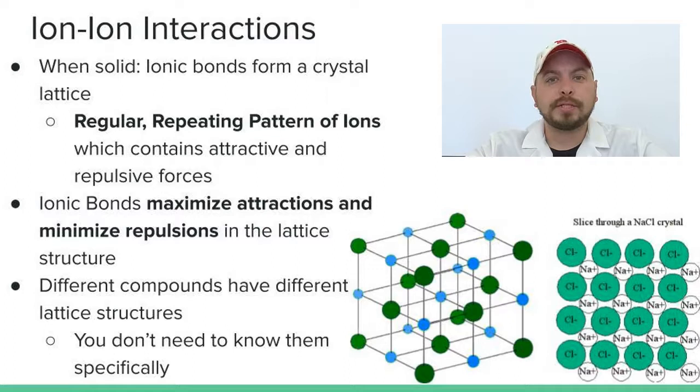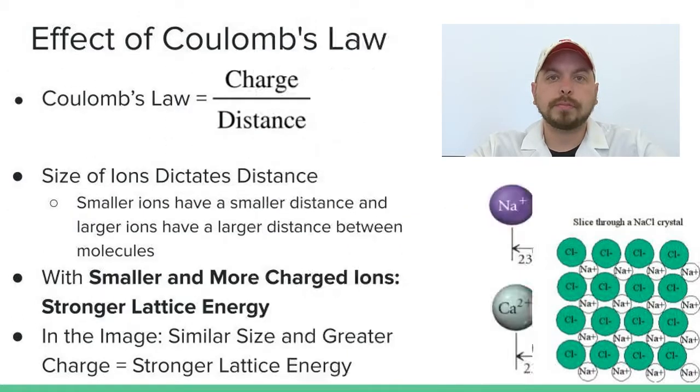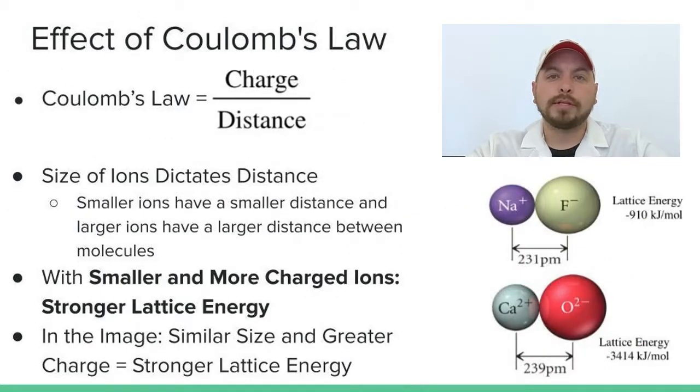The big difference in ionic bonds is the role which Coulomb's law plays. So let's take a look at that real quick. Coulomb's law, if you remember, is the charge over the distance. Now, in an ionic bond, the charge is actually pretty straightforward. It's the charge of the ions involved. So a sodium ion would have a +1 charge, where a chloride ion would have a -1 charge.